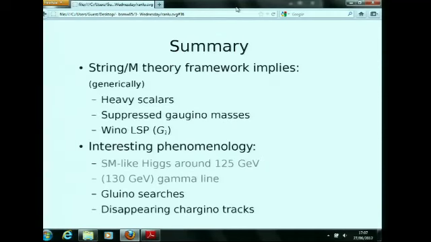So this is my summary. From general considerations of string theory, you have heavy scalars, suppressed gaugino masses, and a Wino LSP. And there is some interesting phenomenology. Gordy talked about Higgs, and Piyush talked about the gamma line. And I talked about the gluino search and the disappearing chargino track. Thank you.